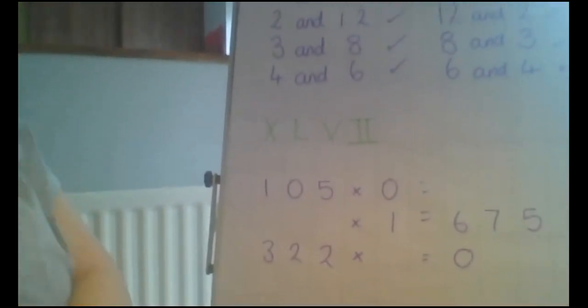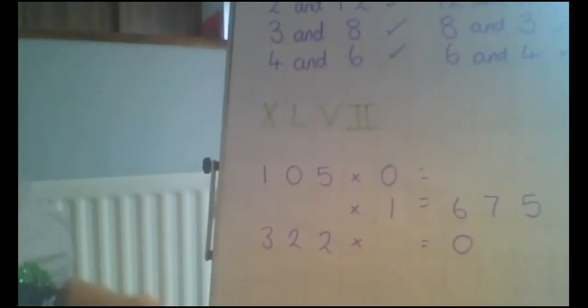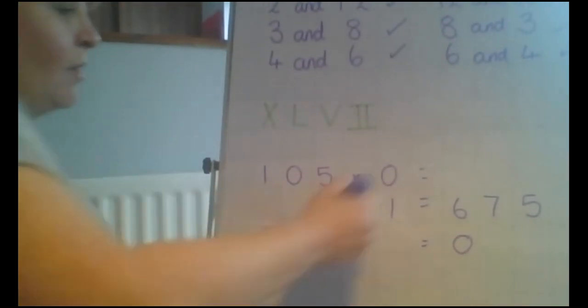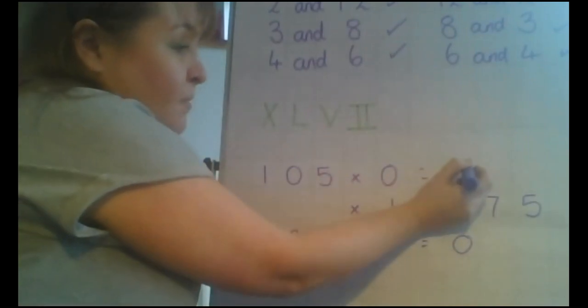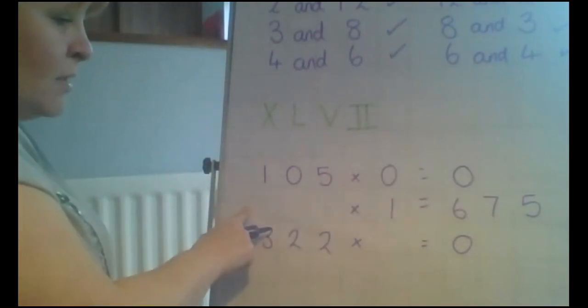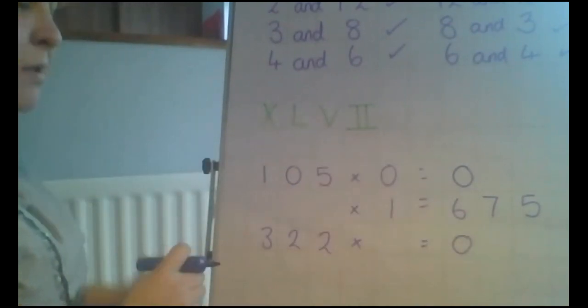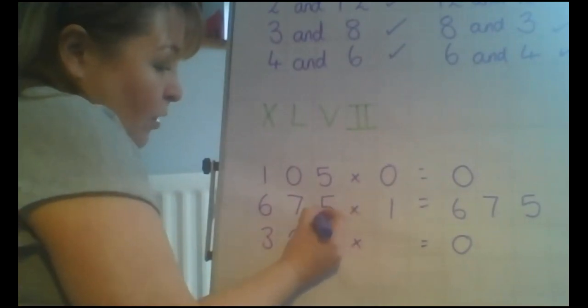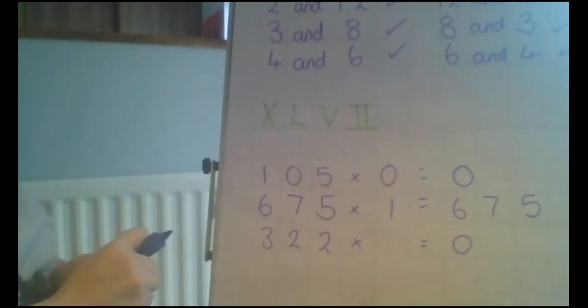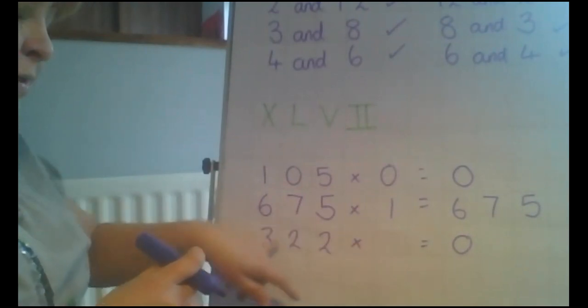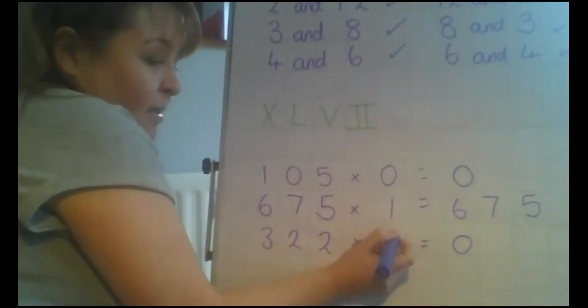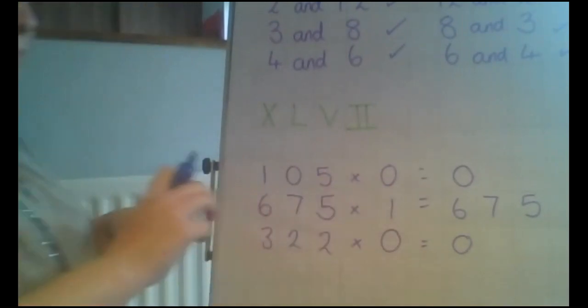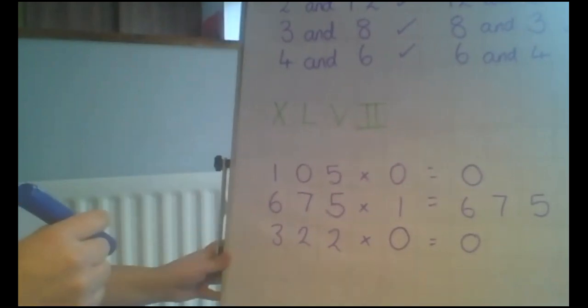And then just move the camera so that you can see. So 105 times 0, well, we know the rule for that. Anything times 0 is 0. Something times 1 gives 675. Well, we know that a number multiplied by 1 always gives the same answer. And then something times by 322 gives 0. Well, we've said it there, haven't we? The answer is 0.